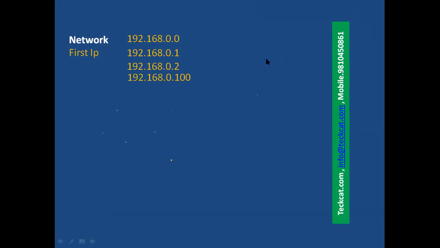This is 192.168.0.100, an IP address, and this IP address also belongs to the same network, 192.168.0.0. And this 192.168.0.200 is also in the same network, 192.168.0.0. And 192.168.0.254 also belongs to the same network, 192.168.0.0. And this is the last usable IP address.